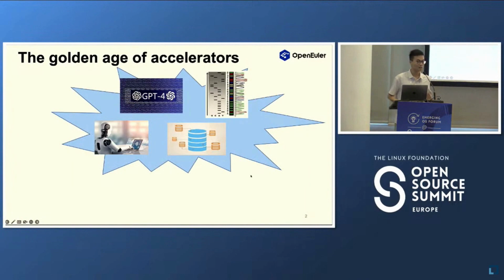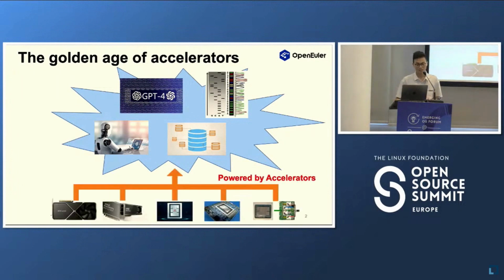As you know, this is currently a golden age of accelerators, and you can see a lot of AI applications, including GPT-4, robotics, databases, or maybe other tasks like DNA sequencing. And these applications are actually supported by GPUs, TPUs, or other DSAs.